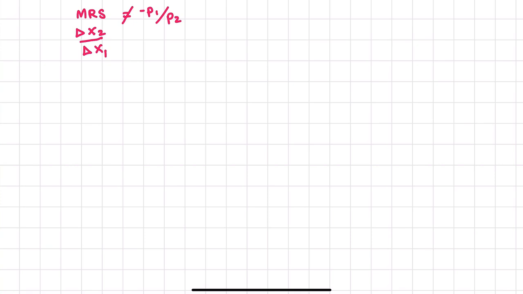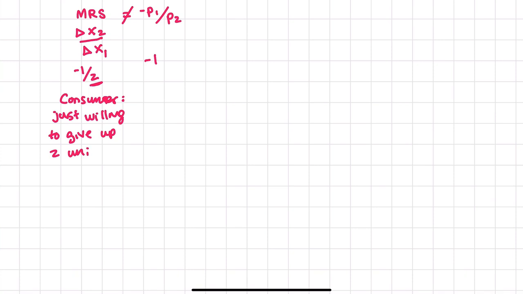So let's pick some numbers here. Let's say that the marginal rate of substitution is negative 1/2, while the negative of the price ratio is negative 1. So if we're in this case, this is saying that the consumer is just willing to give up 2 units of x1 to get 1 unit of x2.